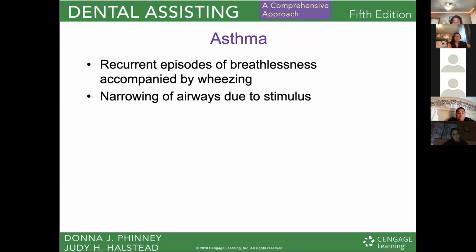Okay, so asthma. This often exhibits in young children, and many people grow out of it as they age, but many people don't. Asthma is generally induced by an allergic reaction or a stimulus entering the airways, such as pollen, smoke, or animal dander. And the body reacts to the stimulus by narrowing the airways, which causes difficulty in breathing.